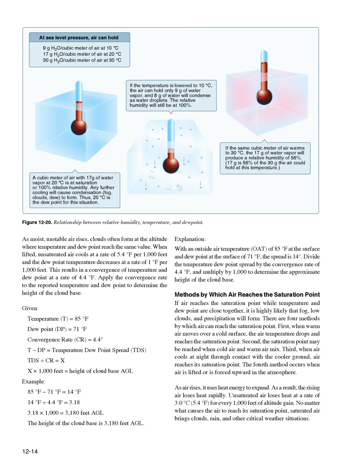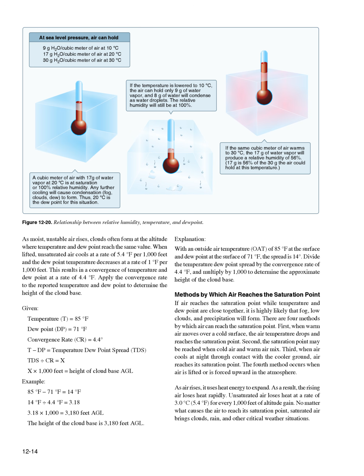Divide the temperature-dew point spread by the convergence rate of 4.4 degrees Fahrenheit, and multiply by 1,000 to determine the approximate height of the cloud base. Methods by which air reaches the saturation point. If air reaches the saturation point while temperature and dew point are close together, it is highly likely that fog, low clouds, and precipitation will form.